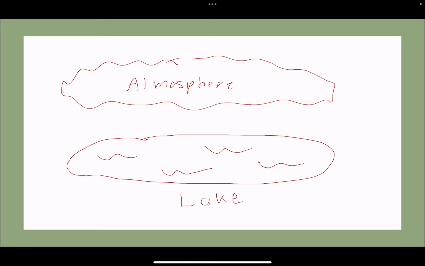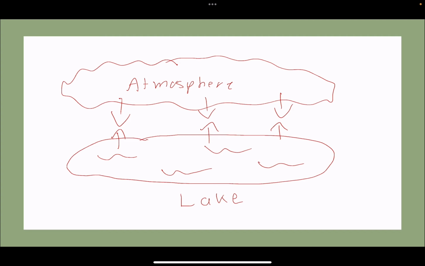The atmosphere is pressing down on the lake. At the same time, the lake is pressing upwards on the atmosphere. Every action has an equal and opposite reaction, remember. As we're looking at it now, the lake and the atmosphere are at equilibrium. The amount of pressure that the atmosphere is exerting on the lake at this moment is the vapor pressure of the atmosphere.